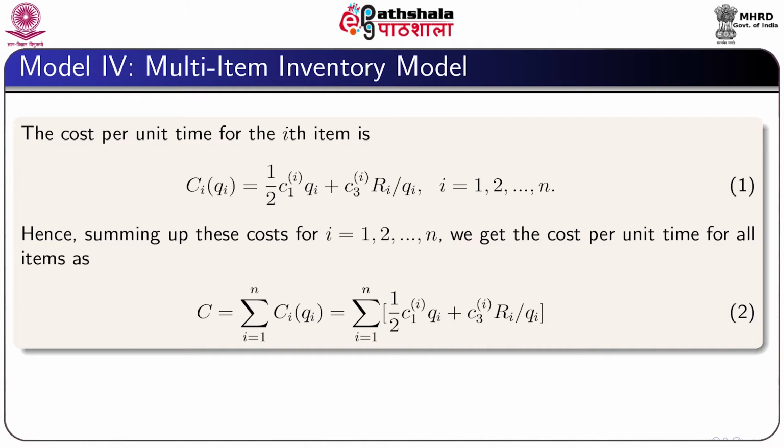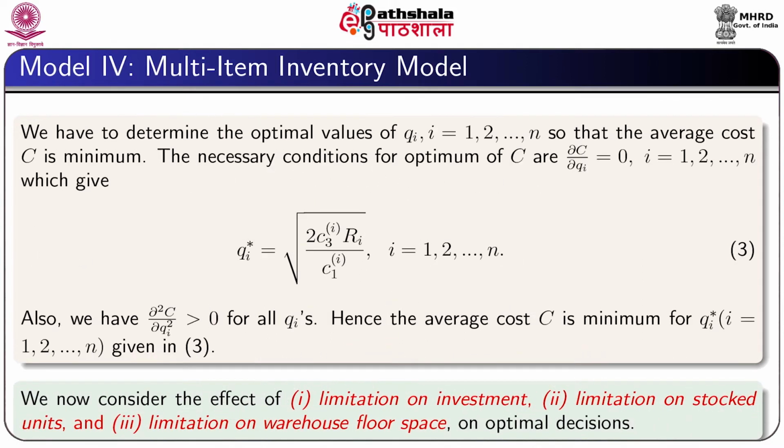Hence, summing up this cost for i equal to 1 up to n, we get the cost per unit time for all items as C equal to summation over i equal to 1 up to n of half C1i Qi plus C3i Ri by Qi. We have to determine the optimal values of Qi, that is the order quantities for i equal to 1 up to n, so that the average cost C is minimum.